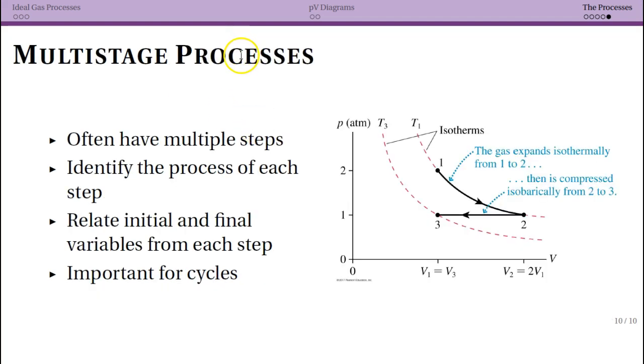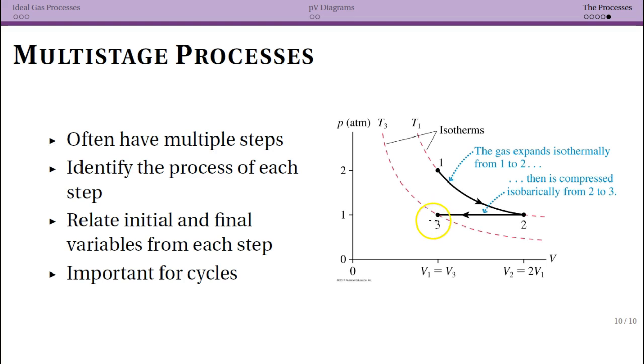Lastly, you should know that many times we're going to have a process that actually has multiple steps. So you need to identify the specific process for each step and then relate them together. So for instance, we can have a process where we take the gas from state 1 to state 2 to state 3. You see that there's actually 2 different individual processes that have occurred.